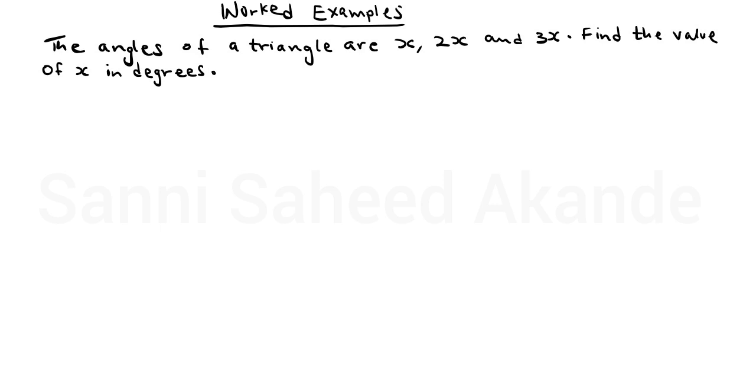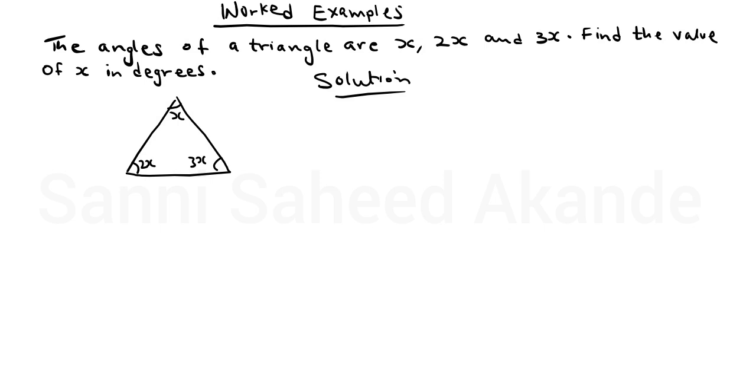The question says the angles of a triangle are x, 2x and 3x. Find the value of x in degrees. Solution. To make the work easy for me, I'm going to sketch the triangle in question here. So this is a triangle and here we have x, then here I have 2x and here I have 3x.